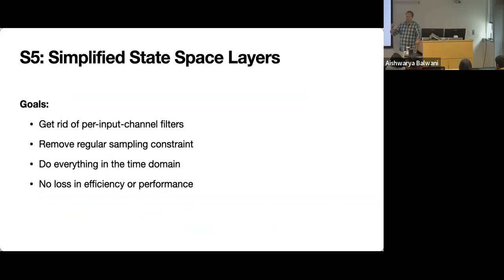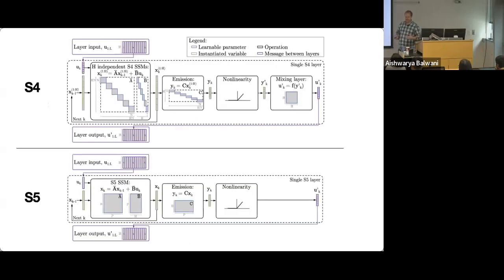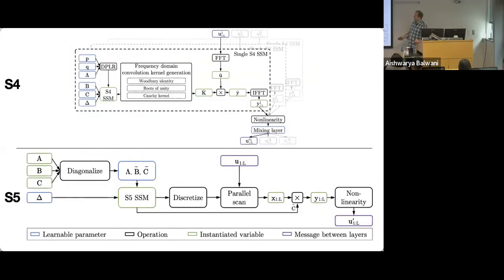And the idea was, let's get rid of all these one-dimensional convolutions and per input channel filters. Let's remove some of the constraints that were inherent in that, and let's do everything in the time domain, and let's not sacrifice anything on performance or efficiency. And that's what we call S5. The model itself gets rid of these per input channel dynamics and just has your standard linear dynamics, just like before. And in terms of the computation, instead of all this stuff with Cauchy kernels and whatnot, all we do is diagonalize this system and run what's called a parallel scan.